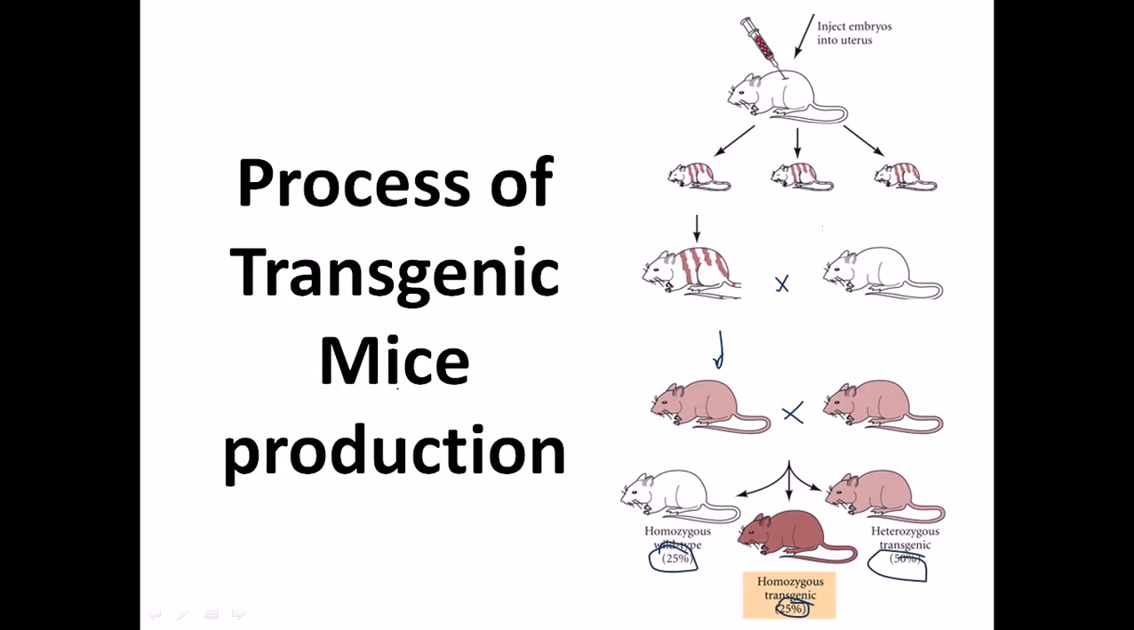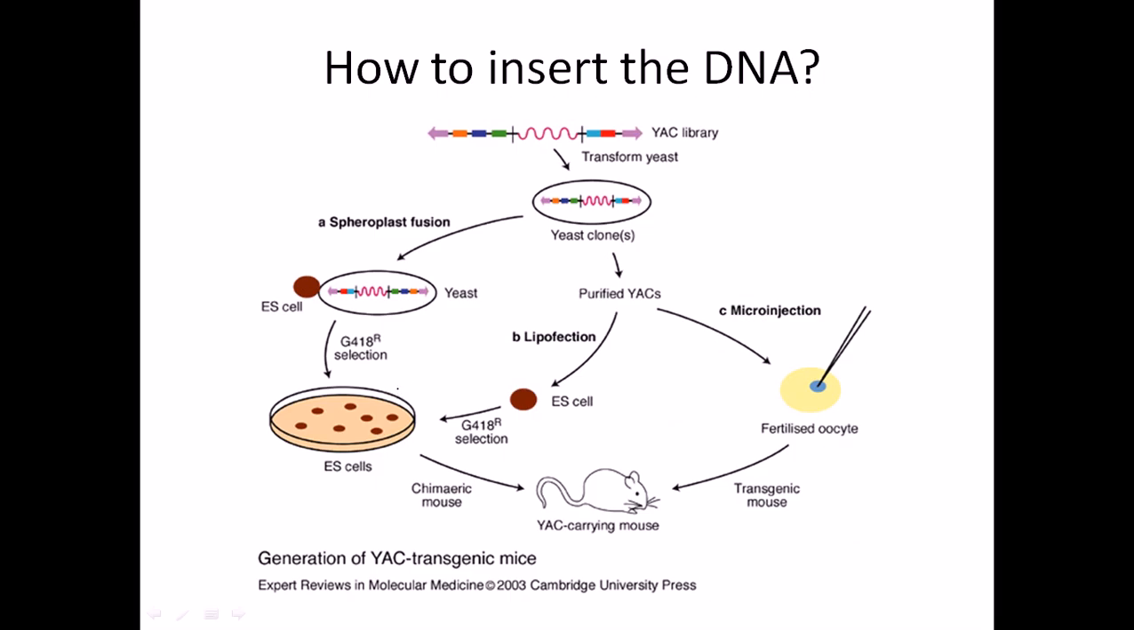Among all these three different types of mouse, what we require is the homozygous transgenic mouse, because it contains all our desired genes in the different cells inside its body. That's why it's very important to get only these homozygous transgenic mice, and the percentage is only 25%. So that's how we produce the transgenic mice.